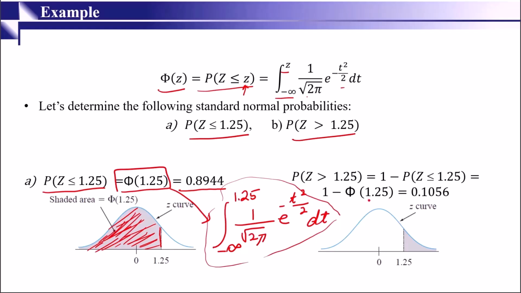Now, I want to find out the probability of z greater than 1.25. This one is 1 minus probability of z less than or equal to 1.25. It means 1 minus this value, right? So 1 minus 0.8944 is equal to 0.1056. So the area of this shaded area is this value.